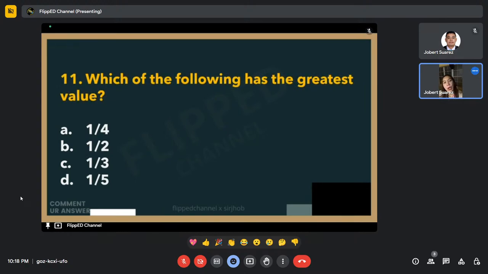Question number 11. Which of the following has the greatest value? Okay, the correct answer for number 11 is, let's see. Okay, number 11 is letter B, 1/2. So, ang tip lang dyan, gagawin nyo lang siyang decimal. Very good, ang mga LPTs natin, lahat nakatama ata sa number 11.